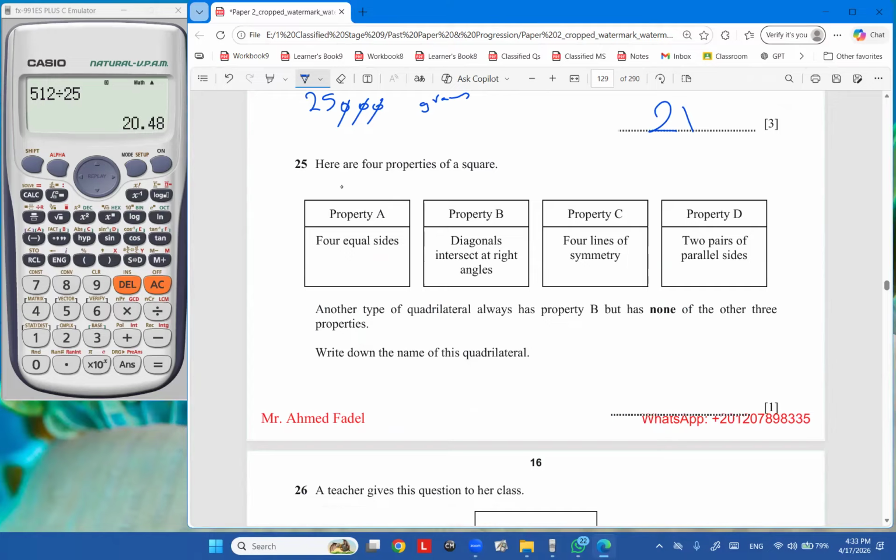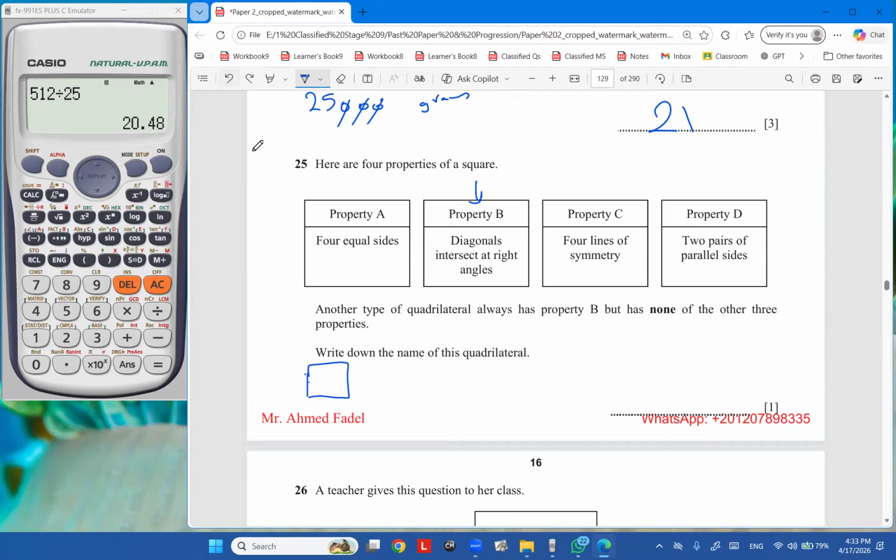All right, here they're saying to you that here are four properties of a square, and they're giving you all the four properties. Another type of quadrilateral always has property B, but has none of the other three properties. Write down the name of this quadrilateral. B here is diagonals intersect at right angles. Well, look at that. In a square, let's imagine that this is a square. If you have here a diagonal, and here I mean a line of symmetry, sorry, they're talking about diagonals.